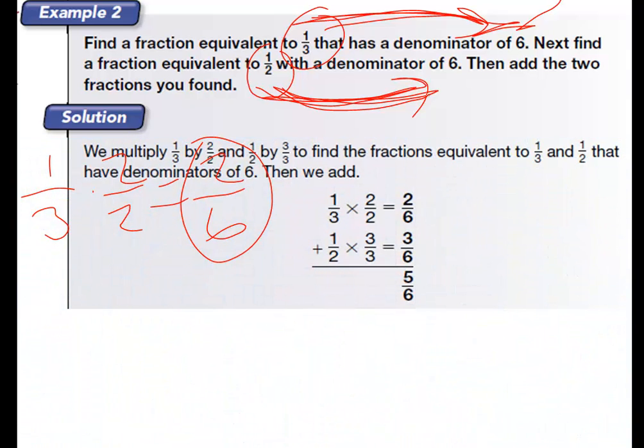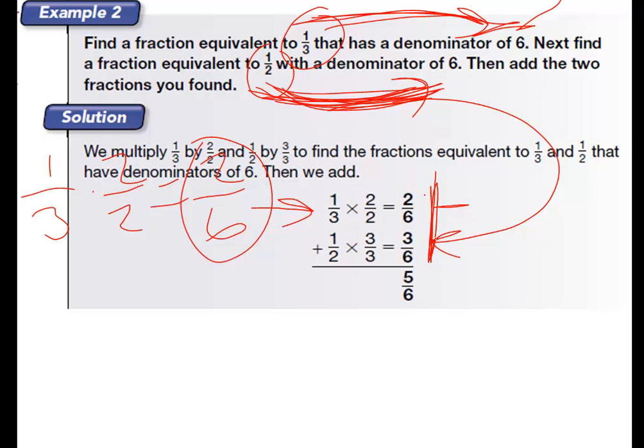Here you can see the example that I gave over here on the left. By multiplying by 2/2, we get our 2/6, which is the first thing it asks us to do. And then 1/2 with the denominator of 6 is right here, by multiplying it by 3/3, which is equal to 1. When you add those two together, the 2 and the 3 equals 5. And then, of course, the denominators stay the same. So our answer is 5/6.